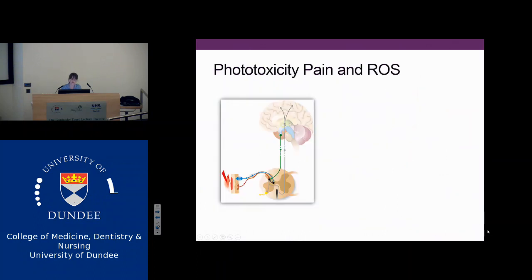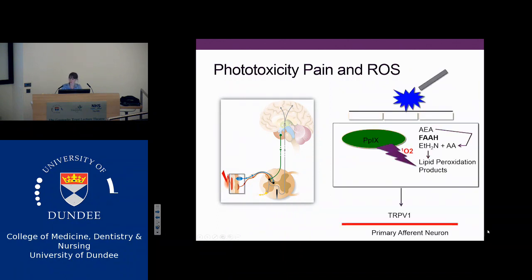So if you bring all this together into a mechanism, the hypothesis in the lab would be that there's a noxious stimulus going along the afferent neurons into the spinothalamic tract to the thalamus in the brain. We were quite interested in what's happening at this point.